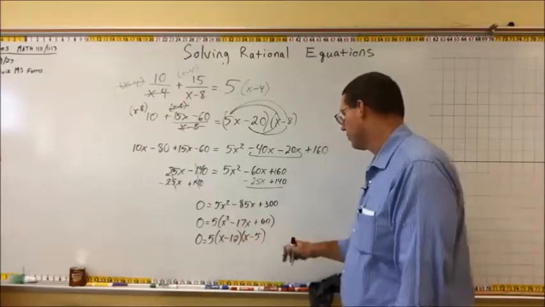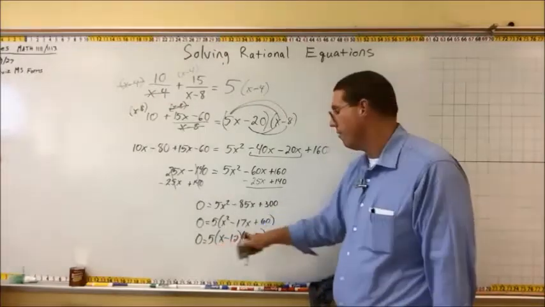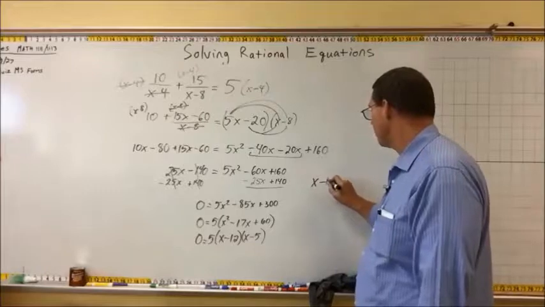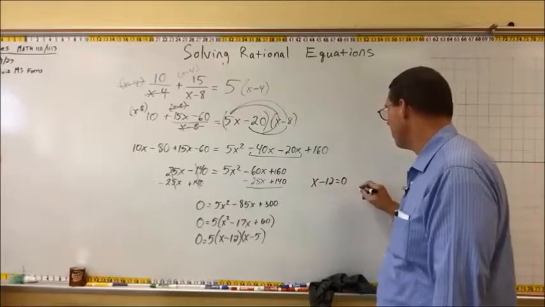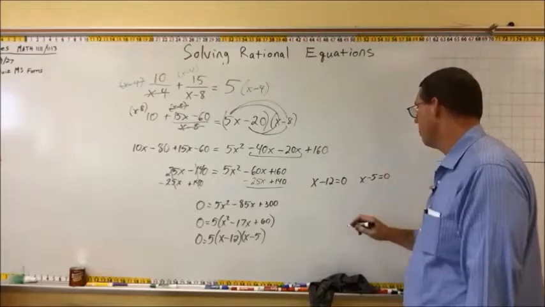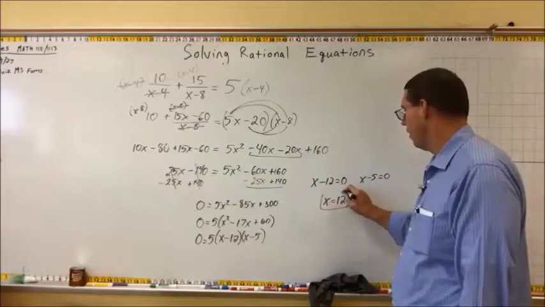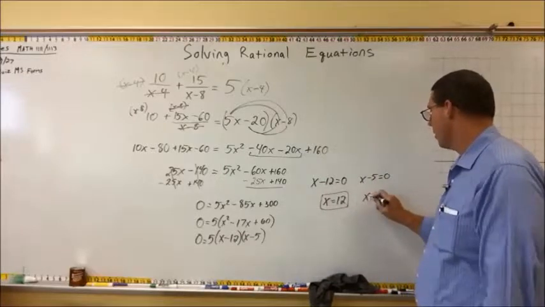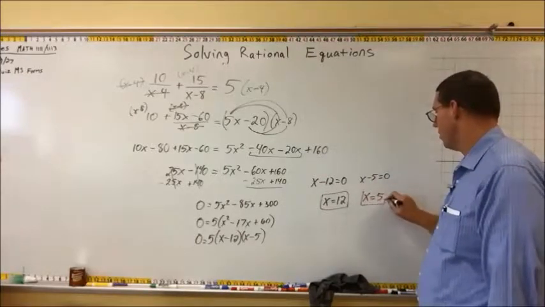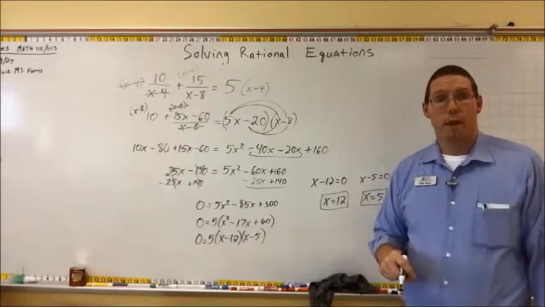We'll take our two factors. We know the 5 can't make this equal 0 because that's not 5x, it's just a 5. And so it must be true that either x minus 12 is equal to 0 or x minus 5 is equal to 0. If we add 12 to both sides, we get one answer of x equals 12. Add 5 to both sides, and we get another answer of x equals 5. And there's our solution for that one.